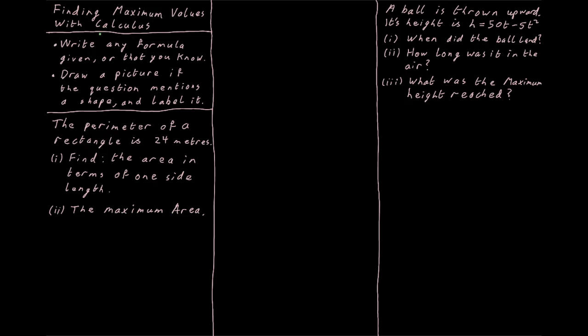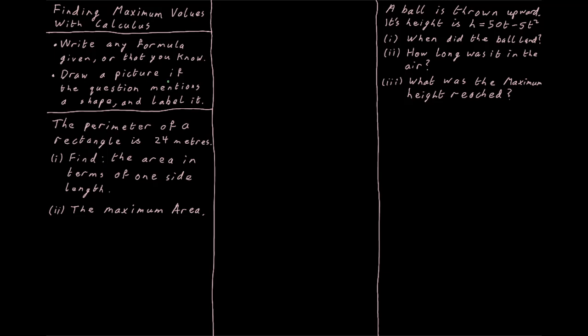So the general advice would be write down any formula that's given to you. Say in our second question, I'm given a height formula here. I'd write it down on my page and see if I could do anything with it. Or do I know any formulas? In our first example here, I'm going to be talking about a rectangle. What formulas do I know for a rectangle?